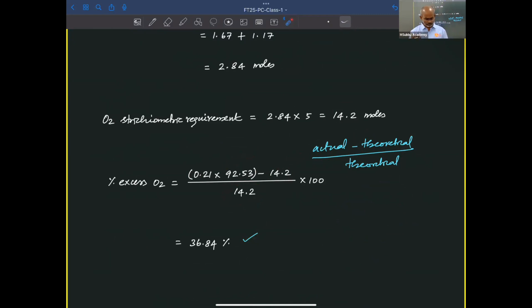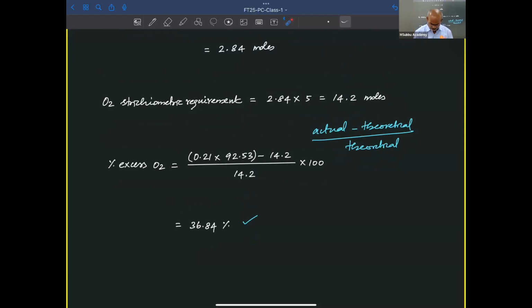Of course, you can also verify that percentage excess O2 and percentage excess air are the same, because in proportion, the oxygen will be entering along with N2 and leaving. So percentage excess O2 and percentage excess air are also the same. That is left to you for verification.